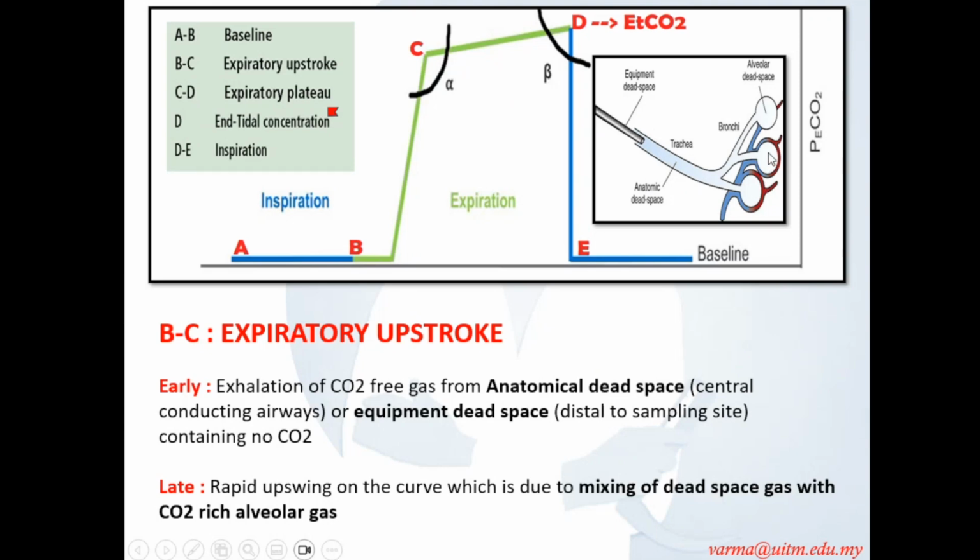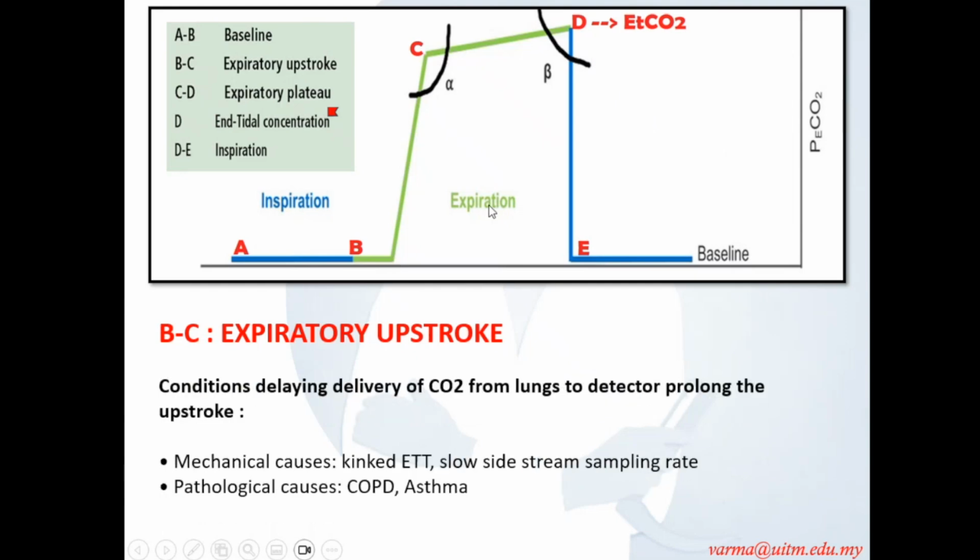Later on, your alveolar CO2 is very high. This is dead space alveolar. This is the CO2 from alveoli that has gone through proper gas exchange. They are rich in CO2, so they will just shoot up. This is what happens at the expiratory upstroke.